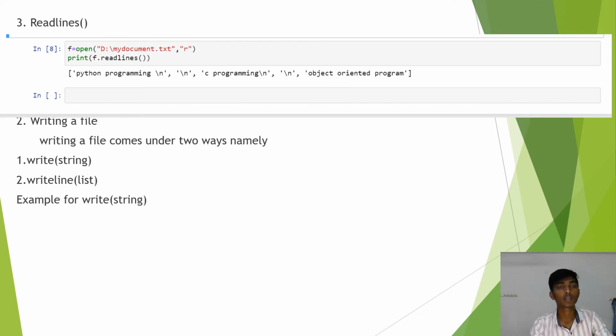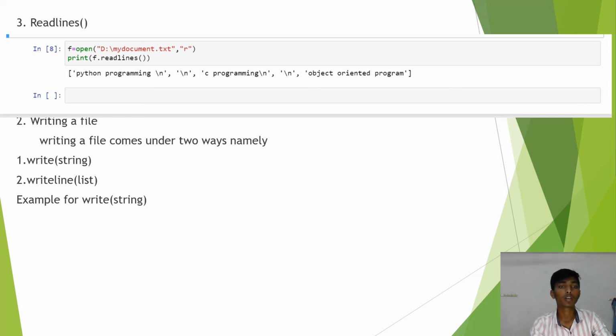readlines() is the same as the previous two operations we discussed. Same as before, we create a file in D drive or else in C drive. mydocument.txt is the file name and r is the mode. Which mode are we using? Read mode. Let us look at the example. F equal to open of D mydocument.txt is the file name, r is the mode. Print f dot readlines(). It will print all the lines of the data.